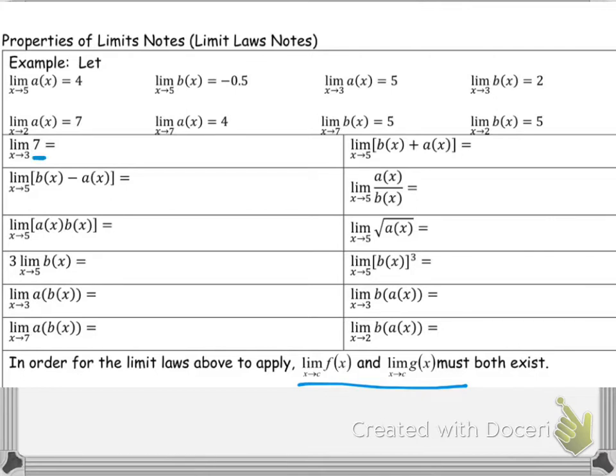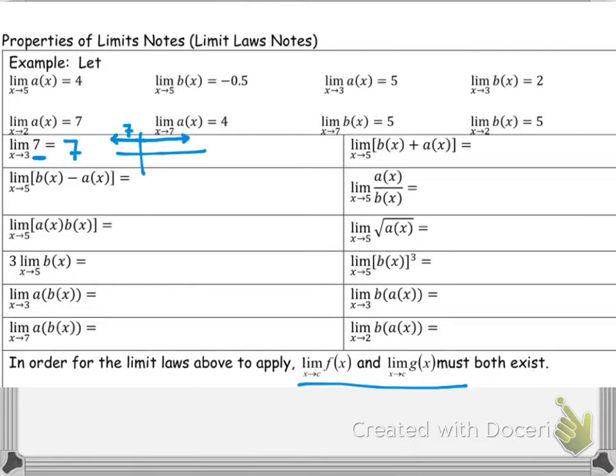Okay, so the first one, limit as x approaches 3 of 7. Well, the limit of any constant is just equal to that constant. Because if you picture what's happening on the graph, the line y equals 7 is a horizontal line going through the y value of 7. Anywhere I go on that line, the limit is going to exist and the limit is going to equal 7. So the limit of a constant is just a constant.